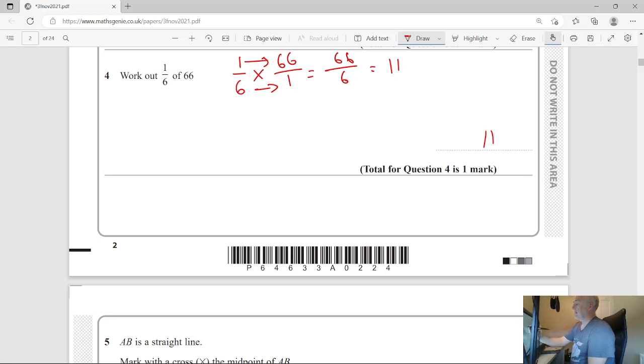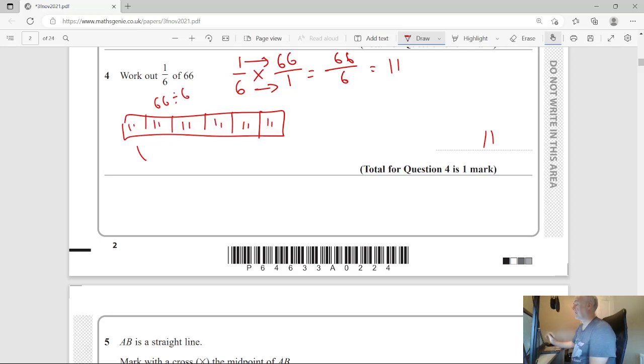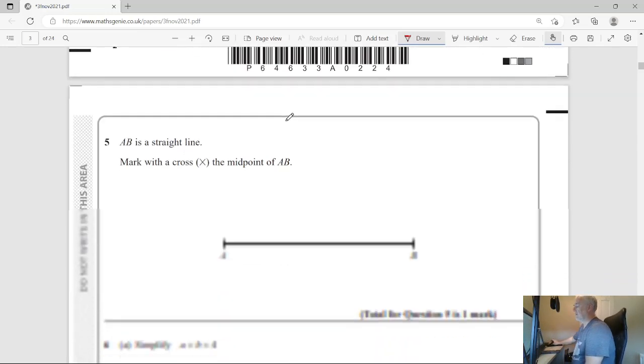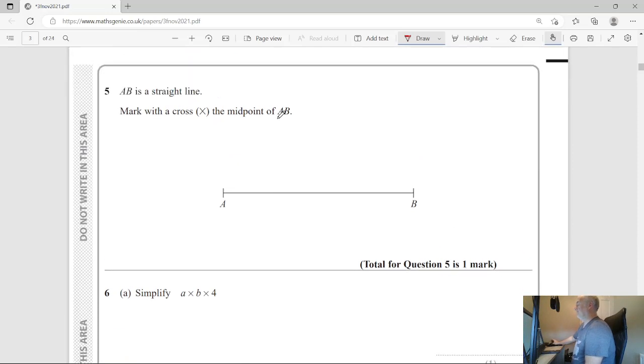The other way you could think about this, here's 66. Cut it into 6 equal pieces. How much would go into each of these? So I'm still doing the same fraction, 66 divided by 6. And there would be 11 in each section. So it's perfectly fine to visualize it in that format if you wanted to.